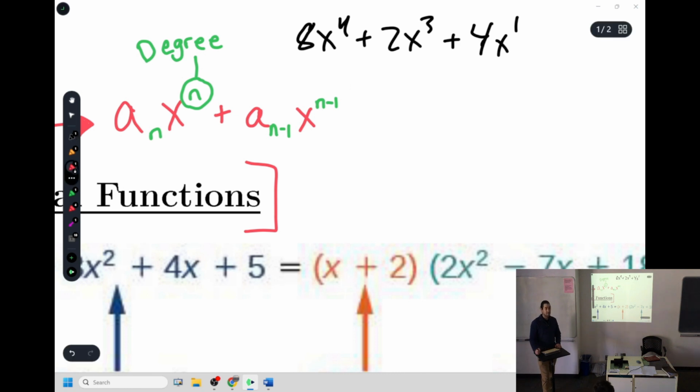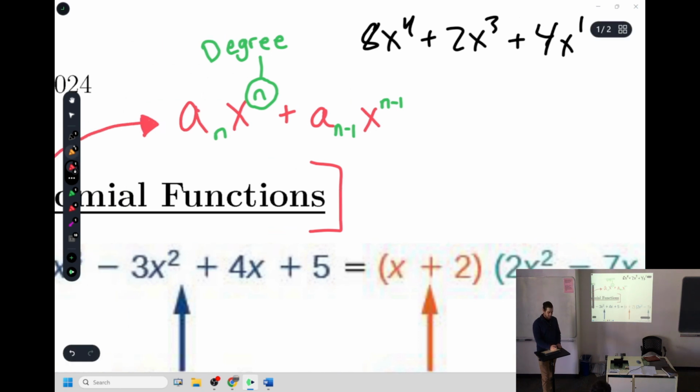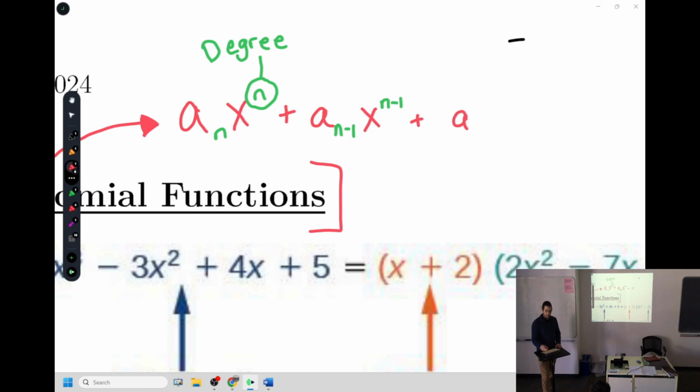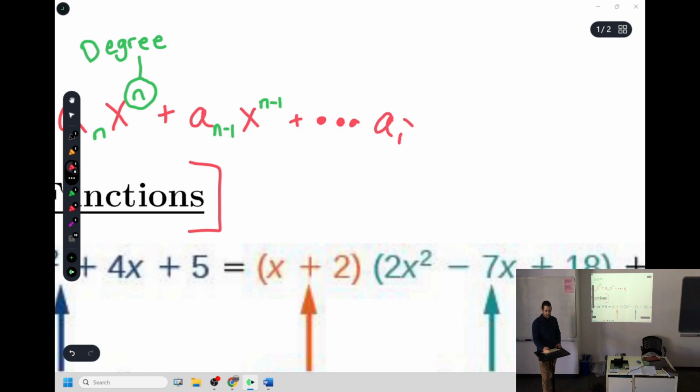Here, what's n? Go look at your notes from yesterday. Is it at the very top? What is n? In this case, it's 4. In this case, n is the degree. What else we got? Plus, we do a big dot, dot, dot usually. Dot, dot, dot. a1 x1, a naught, x naught. Wait, there's no x naught. It's just a1, a naught.